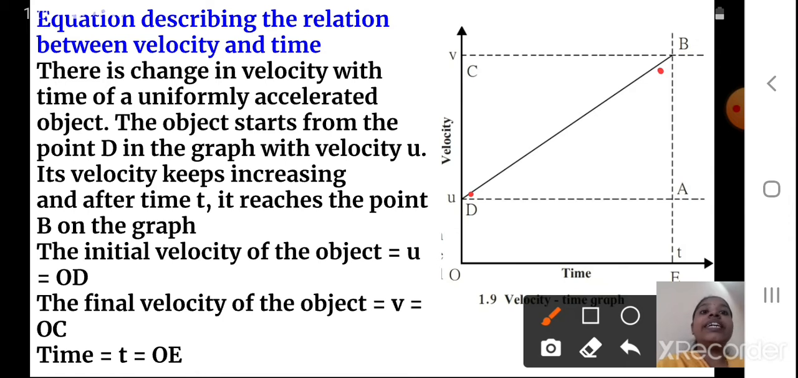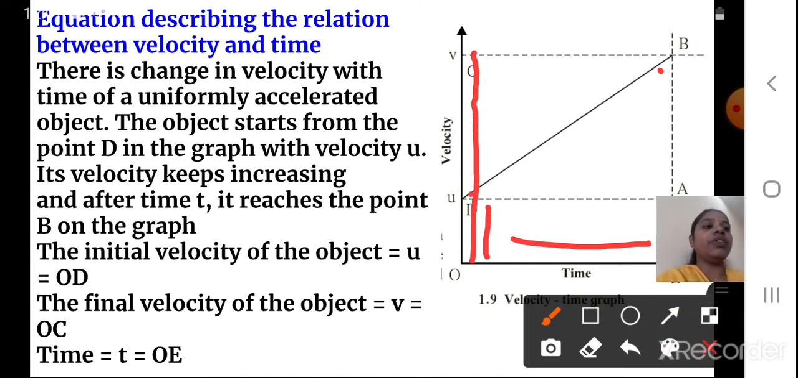The initial velocity of the object, this part, that is OD, is your u. The final velocity of the object, that is OC, this O to C part, what will it be? It will be V. You know this now. And time, that is OE, this part is your time, that is going to be T. Okay students, did you understand till here? Okay, we'll proceed.